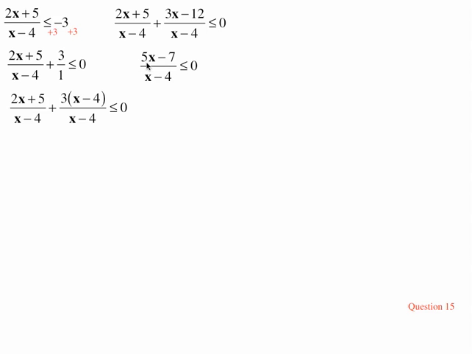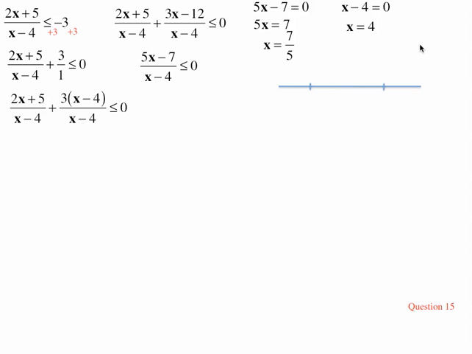So we want to look at the top when it is equal to 0, and the bottom when it's equal to 0, because these are the important hinge points, right? So we're looking at 5x minus 7 equals 0. I'm going to add 7 to both sides, and that gives us 5x equals 7. Divide both sides by 5, and I have x equals 7/5, which is like 1.4. Okay, here we have x minus 4 is equal to 0. Add 4 to both sides, you have x equals 4.